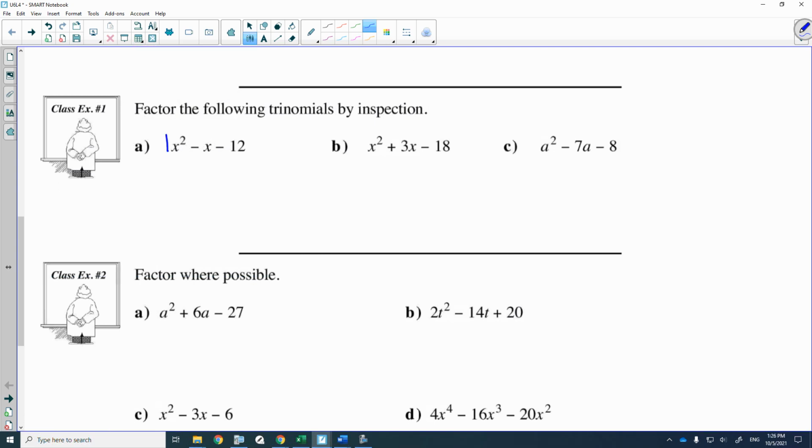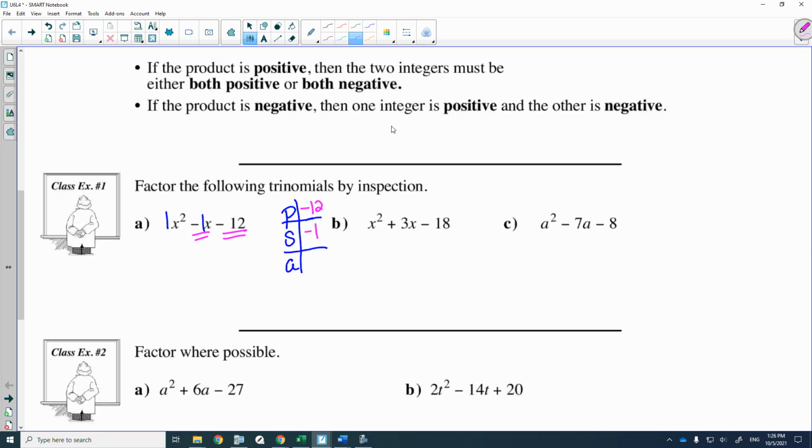So we're going to set up our chart just like we did yesterday. So product, sum, and answer. My product is negative 12, and my sum is negative 1. We need to find the answer. So just to review this, remember that you're always taking whatever the product is, negative 12, and you're saying, what are all the numbers that multiply to negative 12?